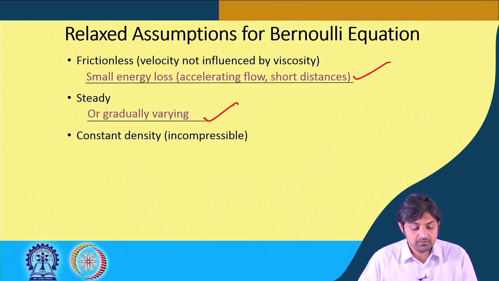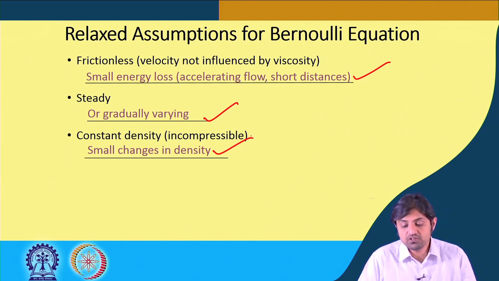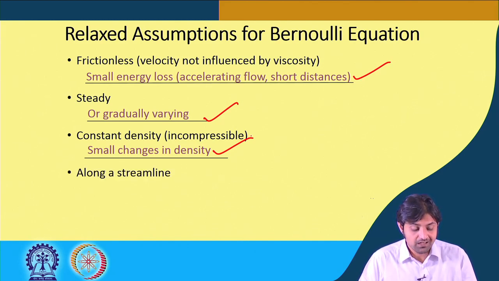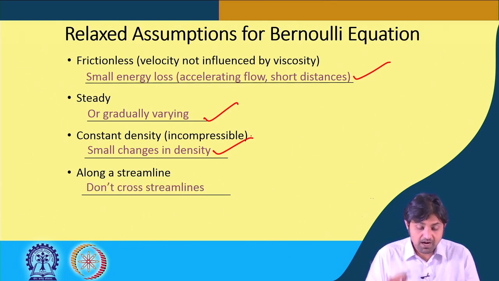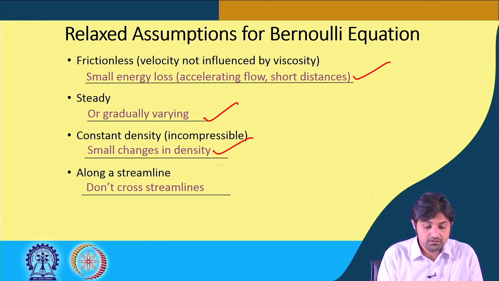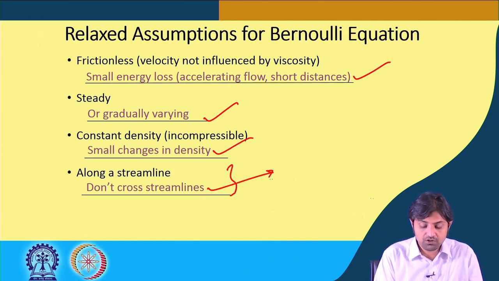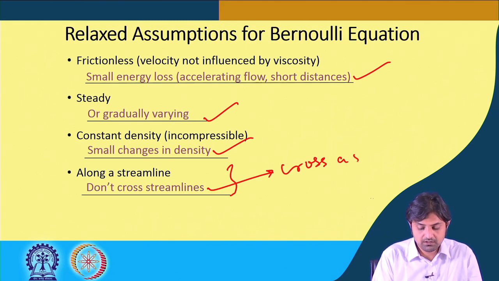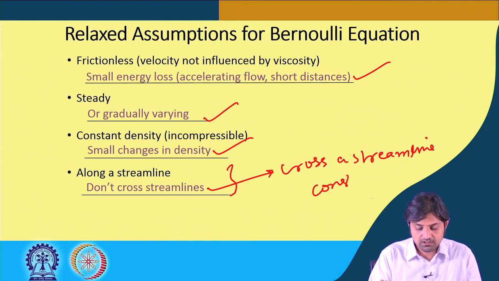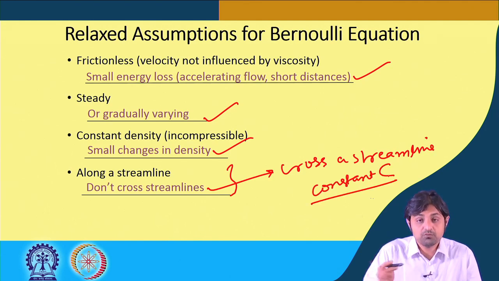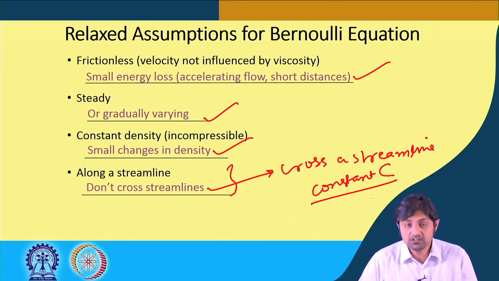Constant density, incompressible. If we have very small changes in density, then we can also apply Bernoulli's equation. This will not be exact, but approximately equal. And we have to use it along a streamline, but this cannot be relaxed. We cannot cross a streamline, because the constant C will change, and therefore Bernoulli's equation will no longer be valid.